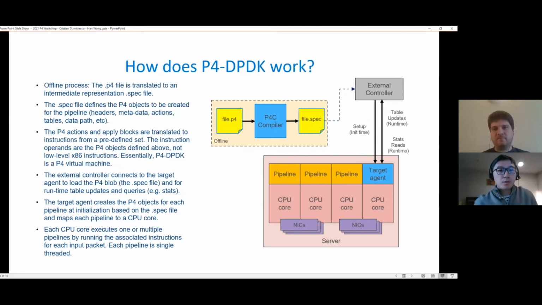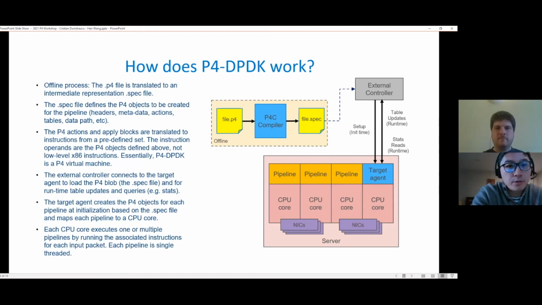Han: So as Cristian has mentioned, let me talk a bit more about how you can use P4 DPDK to compile your P4 program. In order to use the P4 DPDK framework, it involves several steps. The very first step is an offline process where you take the P4C compiler and use it to compile your P4 program. The output from that P4 compiler is something called the spec file, which is the specification you use to configure the CPU data paths, right?